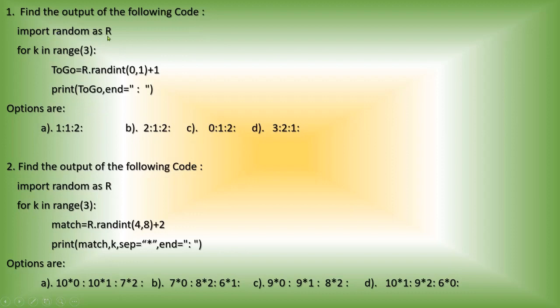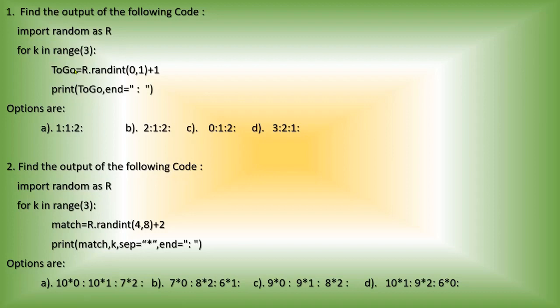Import random as R. Everybody knows the purpose of this statement, which will import the module random into our program. Here, you can use R as the alias name of the module random. And the second statement, for k in range 3. Code is given there, and this operation will perform output.